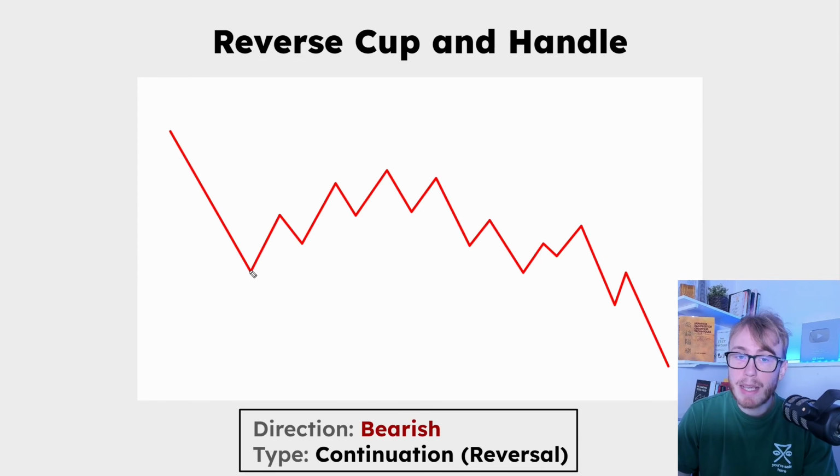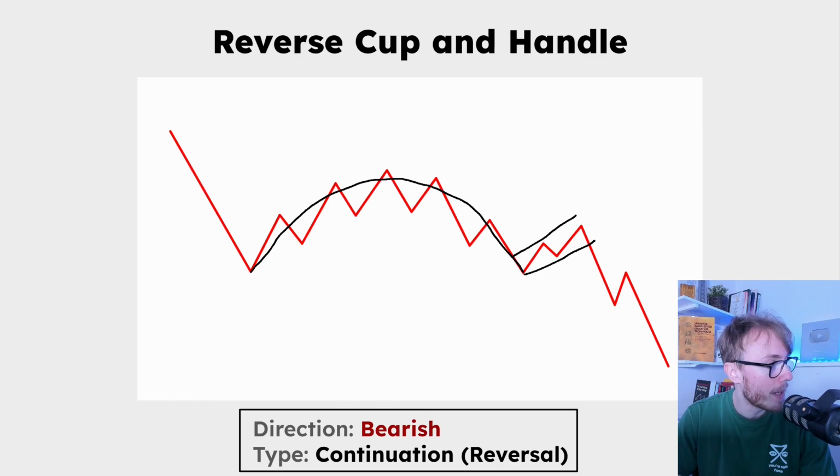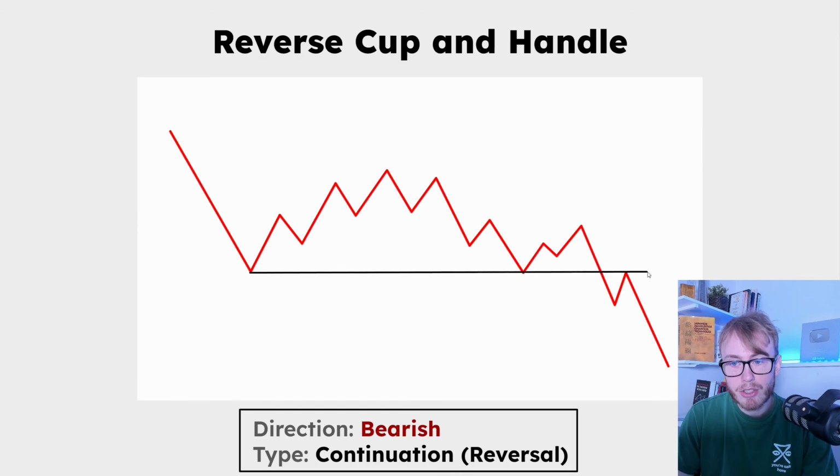But this pattern is basically the same but the opposite of the normal cup and handle. So what we're looking out for is this U shape right here. Then we're looking out for the handle here. And the goal of the pattern is to continue the price towards the downside. What we also do for the inverse cup and handle is drag a line here between the lowest point of the first move down and the highest point of the U shape.